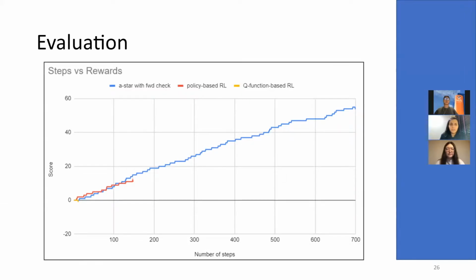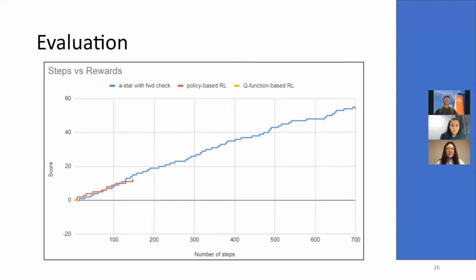Thank you, Zhengyang. The final evaluation was once we completed the 3 individual implementations, we decided to compare the results of all 3 on a single graph. And the metric that we used for our evaluation was to see the number of steps, that is the lifespan of the snake, compared with the score or the number of rewards that the snake received in that much time.